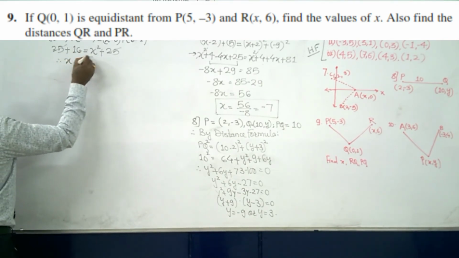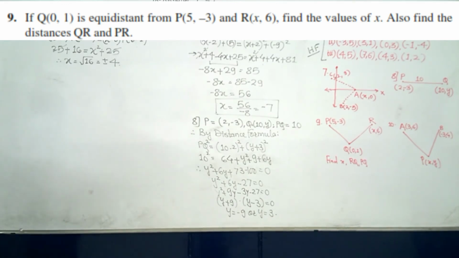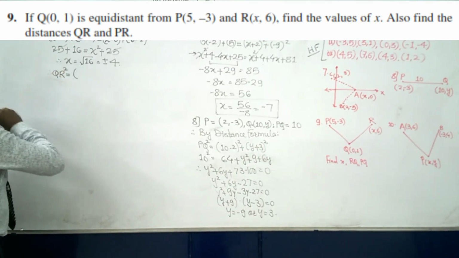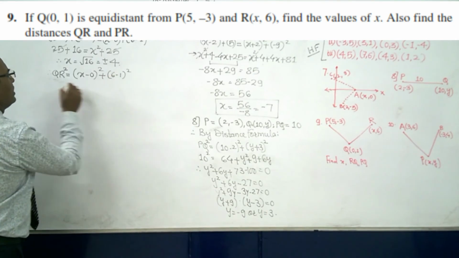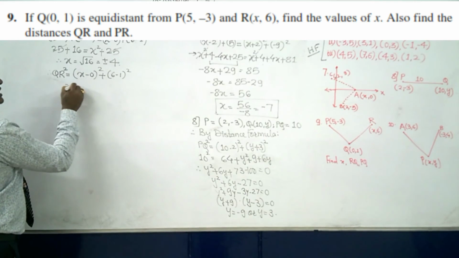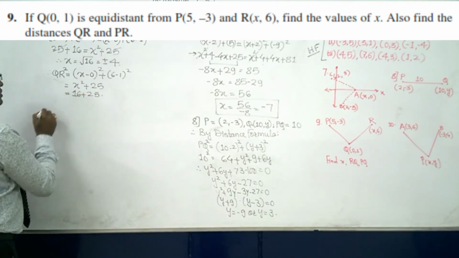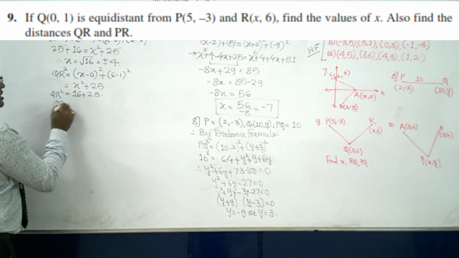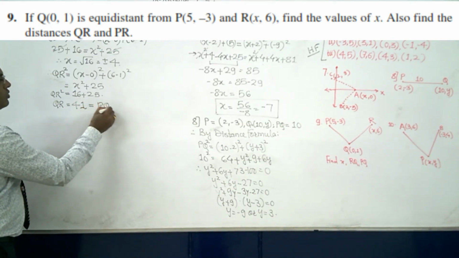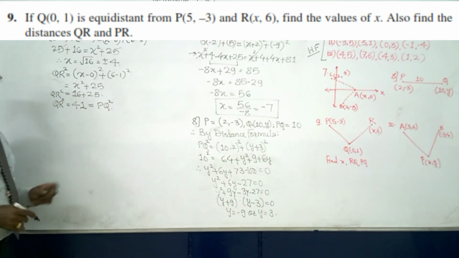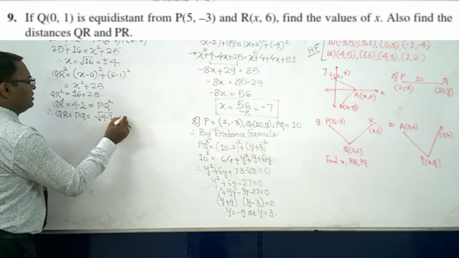So this implies x is equal to plus or minus 4. Right? Okay, so what is QR? It is x minus 0 square plus 6 minus 1 square. So with x equal to plus or minus 4, x square is 16, and 6 minus 1 is 5, so 25. So QR square is 25 plus 16, that is 41. It is given PQ is equal to QR, so the value of QR square or PQ square is equal to 41. Therefore, QR is equal to PQ is equal to under root of 41 units.